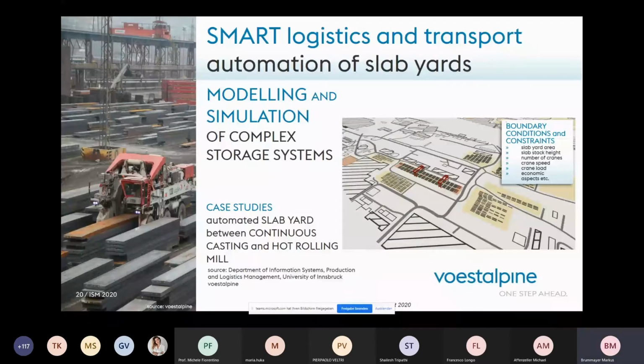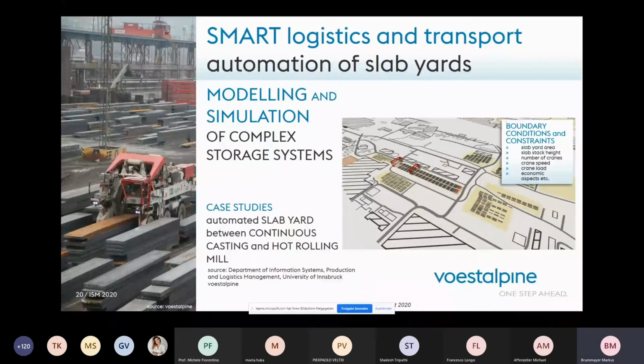So the typical questions are: what are the general benefits of an automated slab yard between continuous casting and the hot rolling mill? What is the impact on productivity and efficiency? And what are the cost savings, of course, through the automation of the transport and stacking equipment? And these economic questions are, in this application, the most important.